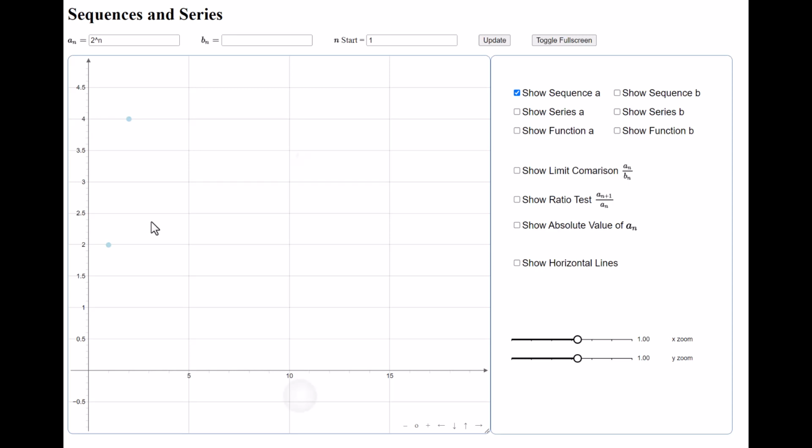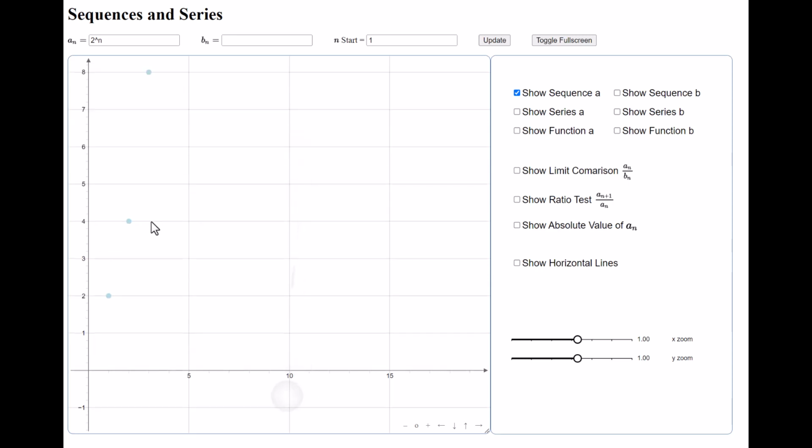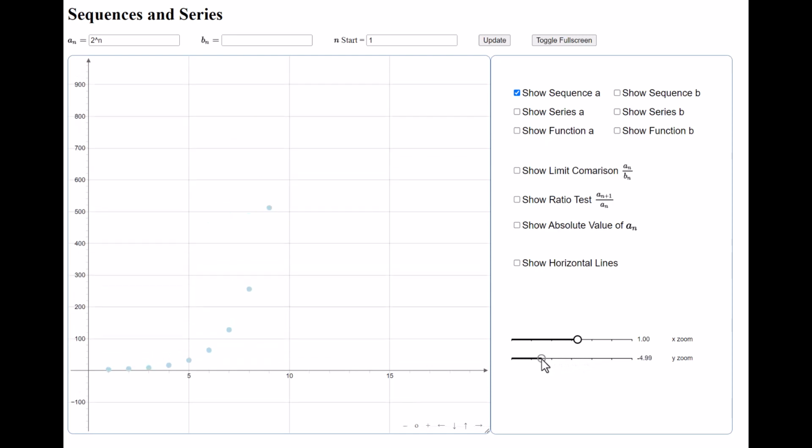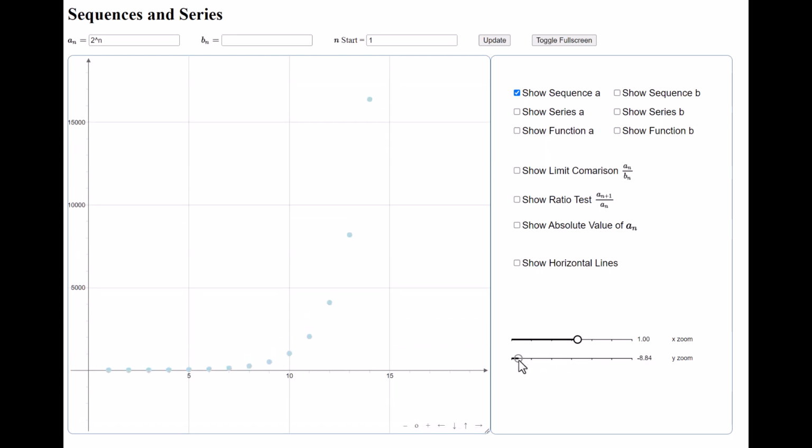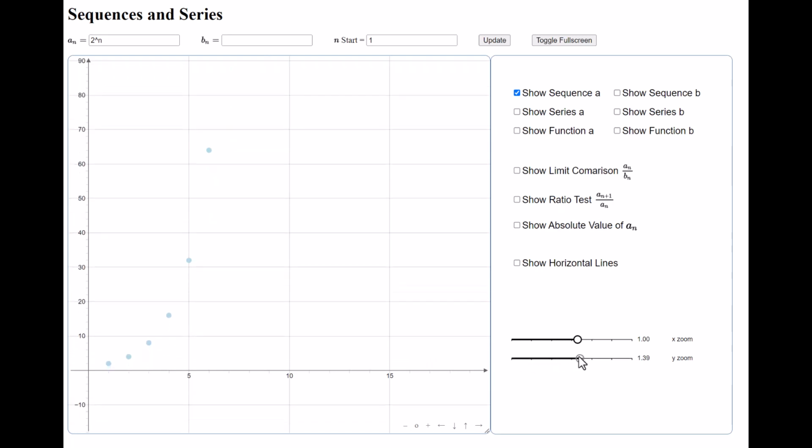If you happen to be on a touchscreen device, you can change the scale pretty easily here and take a look at your sequence a little bit better, or you can use the X and Y zoom. For instance, if I want to see more of this scale, I can do this sort of thing. But this sequence is growing very rapidly, so no matter what I set my Y zoom to, it's really going to run off to infinity very quickly. Okay, let me bring that back.